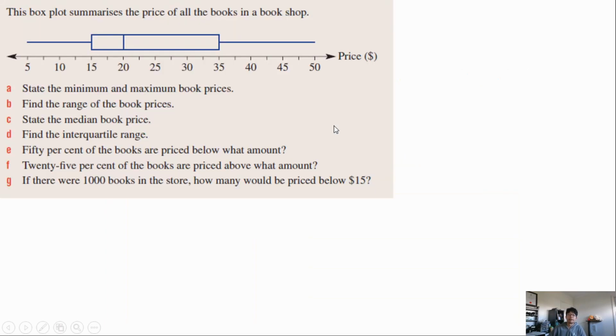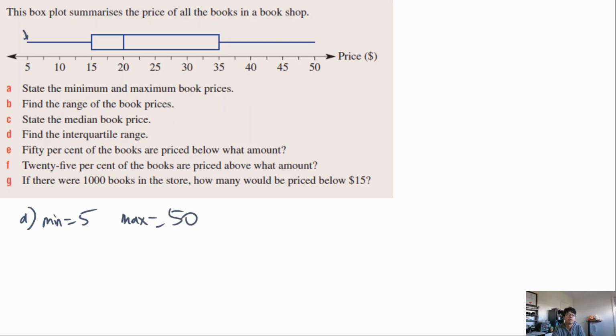So let's have a go at this sample question here. This box plot summarizes the price of all the books in a shop. State the minimum and maximum book prices. Remember, minimum and maximum are on either end of the plot. So the minimum will be over here, that is 5. Min equals 5 and on the other end, max equals 50.